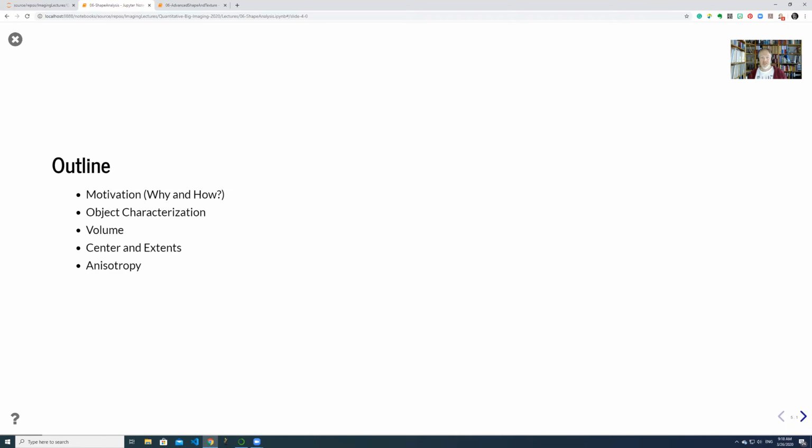So first we want to look at the object characterization, then also go into 2D, and then also talk a bit about the volume case. An important thing is also to know where the object is located, so the center of the object and also its extents, so kind of a region of interest for each object, and find out a little bit about anisotropy.